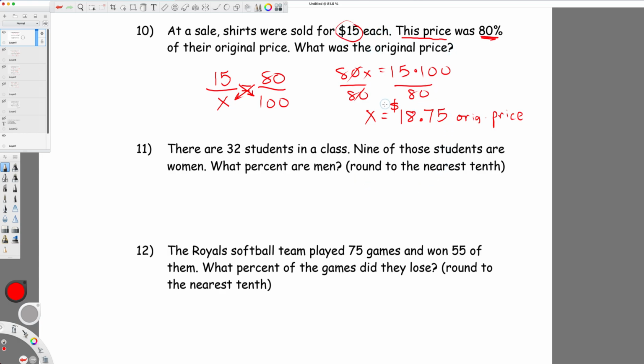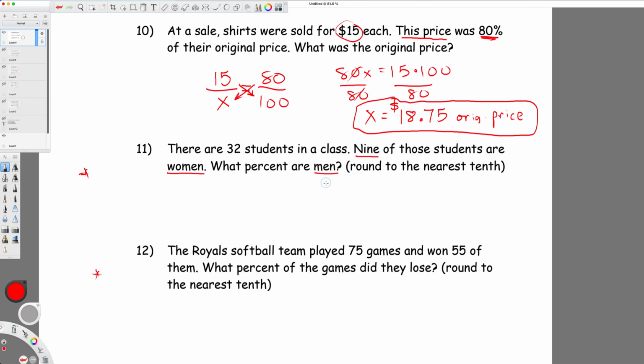So that is the last of the standard ones. 11 and 12 are a little bit extra, but not really challenging. It's just you have to be careful. Both sides of the proportion have to be saying the same thing. So keep that in mind when we go to setup number 11. There are 32 students in a class. 9 of those students are women. And the question is, what percent are men? This 9 is women, but they want to know the percent that are men.